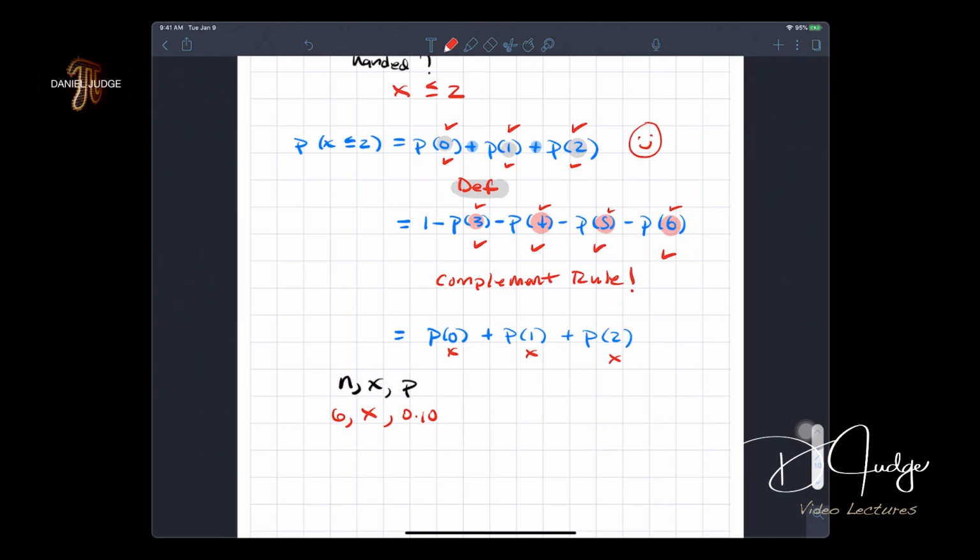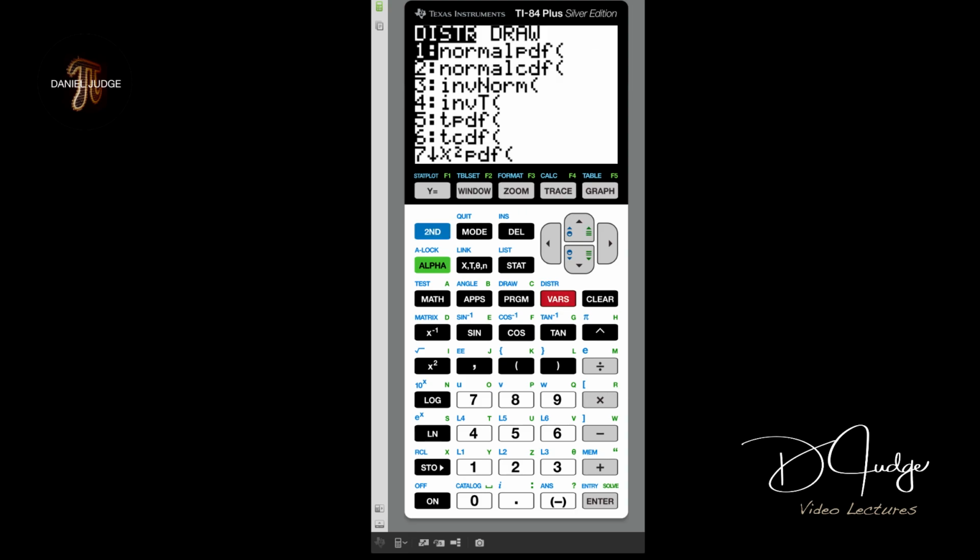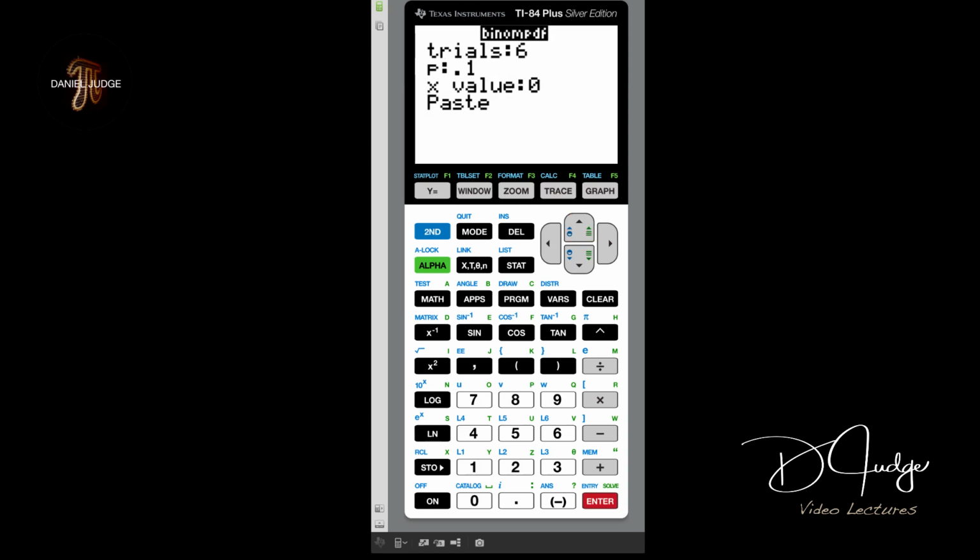So what I'm going to try to do here, ladies and gentlemen, what I think will be beneficial, I'm going to go here to my trusty TI, right? So I'm going to do this. Let me show you how this might work out really well. Second, distributions. Go down to the probability. We need the binomial probability distribution formula. That's what we're going to use. Hit enter. We still have 6. Little p is still here. We still have the value 0. I'm going to say paste. Hit enter.